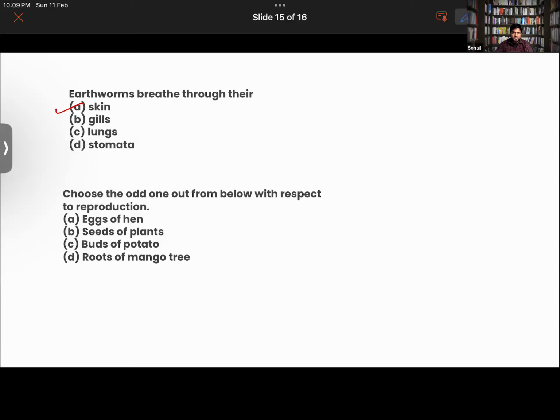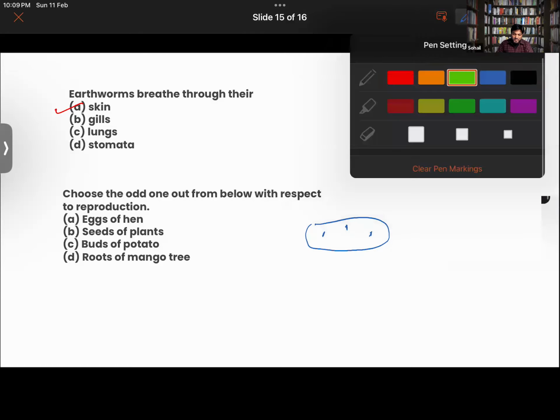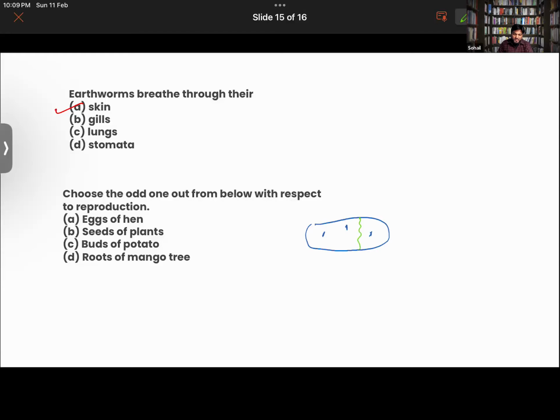Buds of potato. You might have seen that potato has buds like this in them. And you know that you can cut the potato into different sections, plant them separately, and each of them will grow into a new plant. You might have seen or observed that.